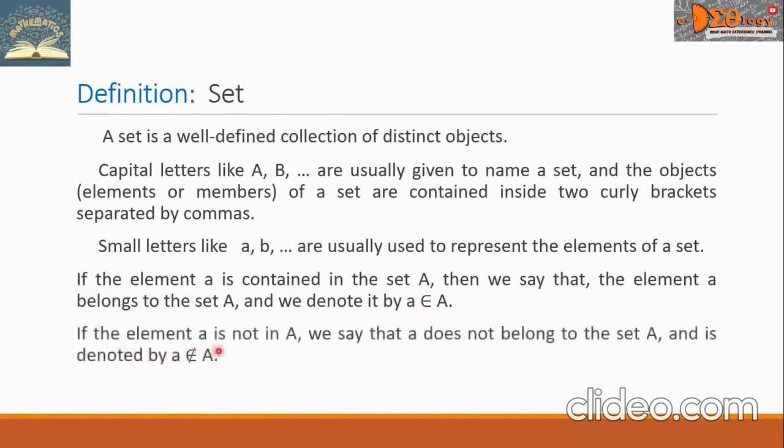If the element a is not in set A, we say that a does not belong to the set A and is denoted by this symbol. And we read this as a is not an element of set A.